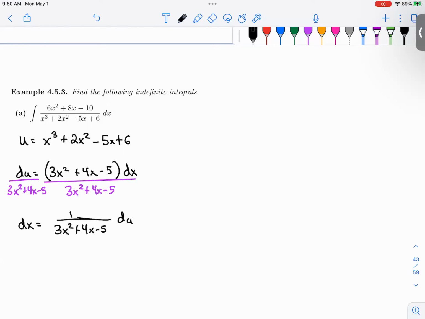Okay, so then this becomes the integral of 6x squared plus 8x minus 10. Remember, that thing wasn't the u, so it's still in terms of x. And our hope with this integral substitution is that that thing cancels. Our hope is that all the x's will go away. Just like in life, right? Ha ha. 1 over 3x squared plus 4x minus 5 du.